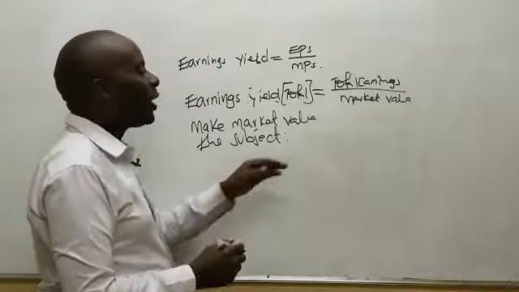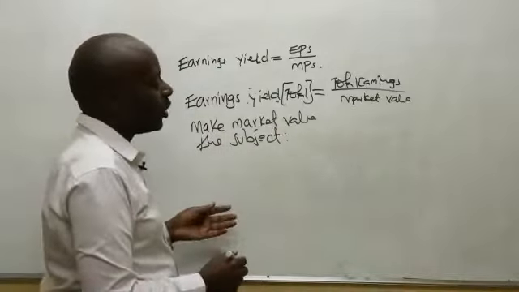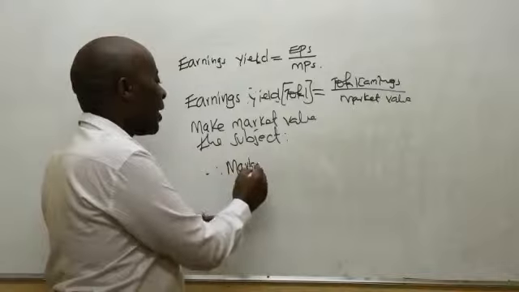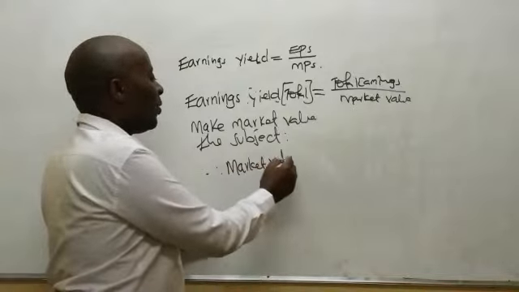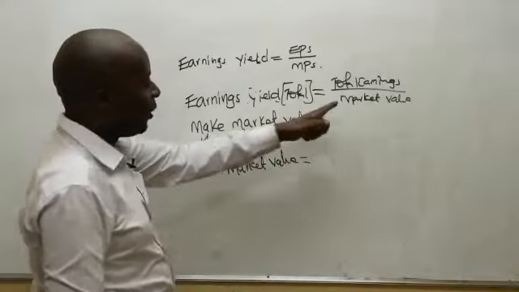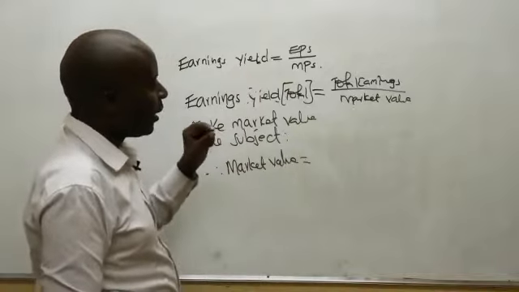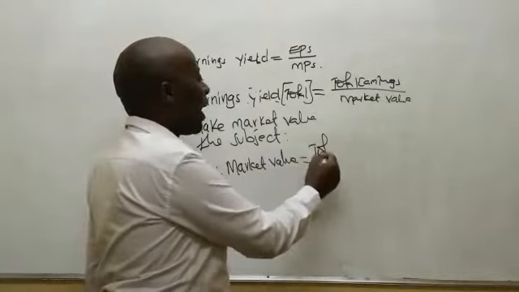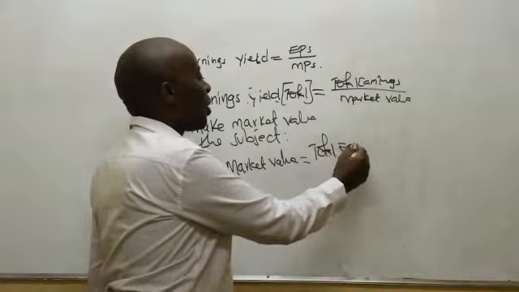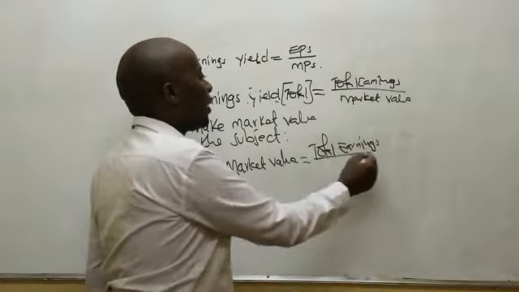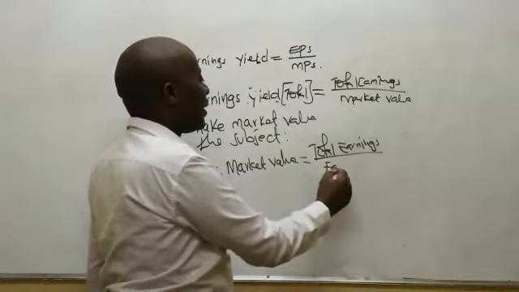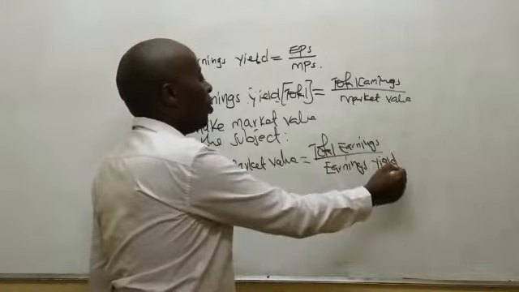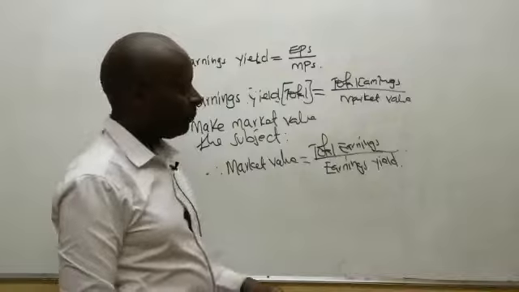If you do that, ladies and gentlemen, if you cross multiply, at the end of the day you will get market value. We're making market value the subject of the formula. It will be market value equals total earnings all over earnings yield, like that.